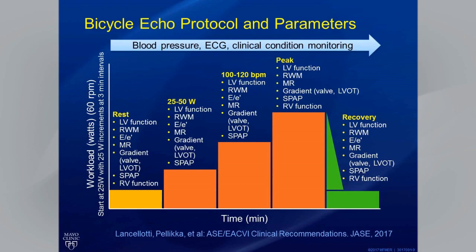We can measure left ventricular systolic function, regional wall motion, E to E prime, mitral regurgitation, the gradient across the valve, systolic pulmonary artery pressure, and right ventricular function. So the patient will be pedaling against an increase in workload at a constant cadence, like with a metronome. And at 3-minute intervals, the workload increases. We monitor blood pressure, electrocardiogram, and the patient's clinical condition.